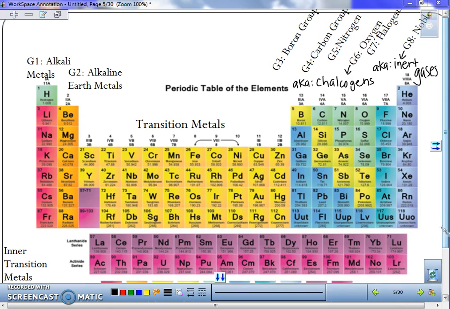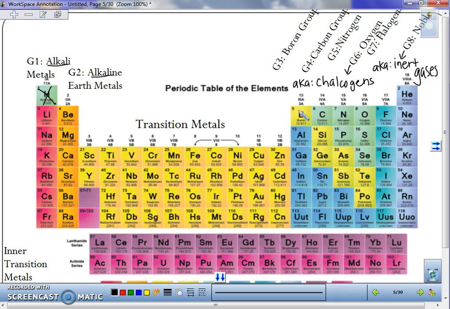The different groups that I mentioned do have specific names. Group 1, excluding hydrogen, are referred to as the alkali metals. Group 2 is referred to as the alkaline earth metals. And they both have this root alkali in them because if they're mixed with water, they will form a basic solution, which is the meaning of alkali.